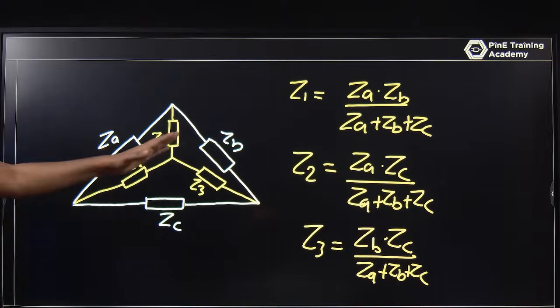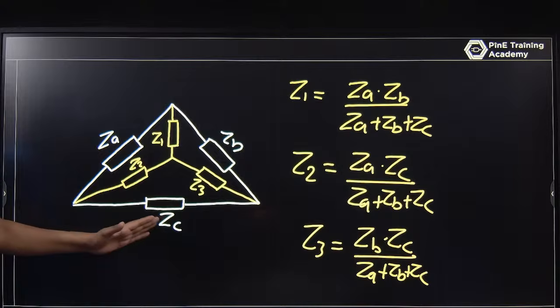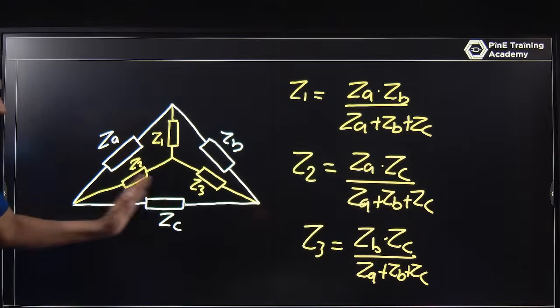So that is the way Z1, Z2, Z3 can be formed with the help of ZA, ZB and ZC. You know the values of ZA, ZB, ZC, so you can determine what is Z1, what is Z2, what is Z3. And what is that formula? Z1 is ZA into ZB upon total impedance. Product of adjacent upon total impedance.